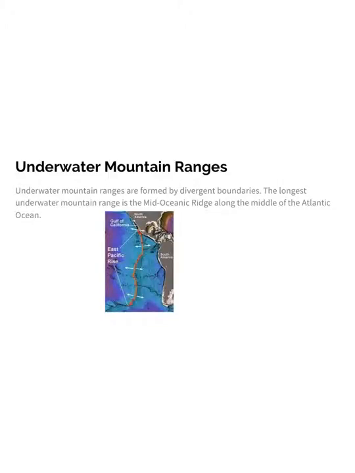Underwater mountain ranges are formed from divergent boundaries. This is when plates are pulling apart. Our largest underwater mountain range is the Mid-Oceanic Ridge, and that is found in the Atlantic Ocean. The Atlantic Ocean is on the east coast of the United States.